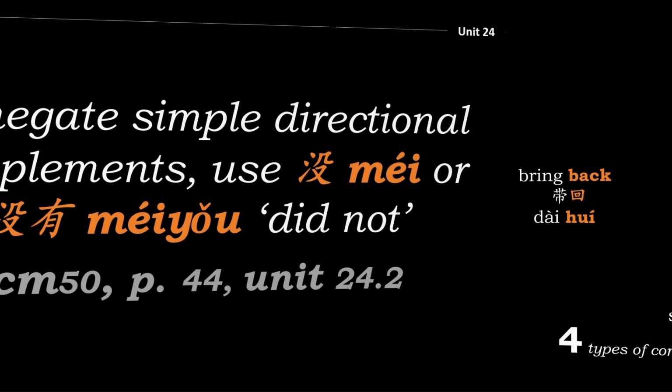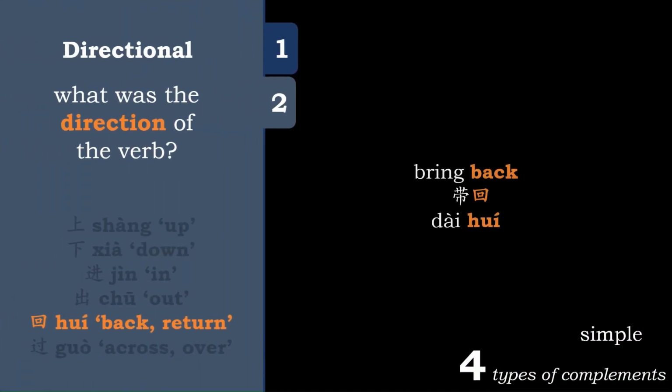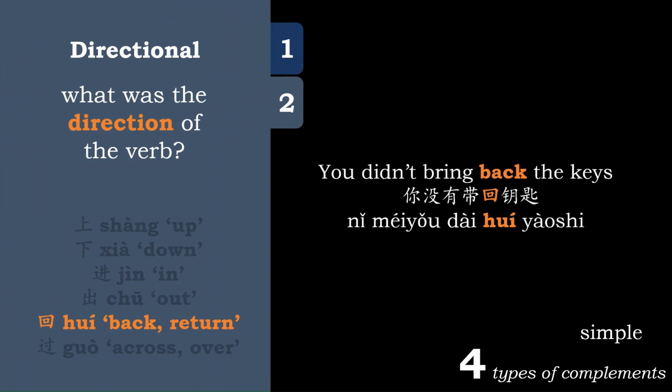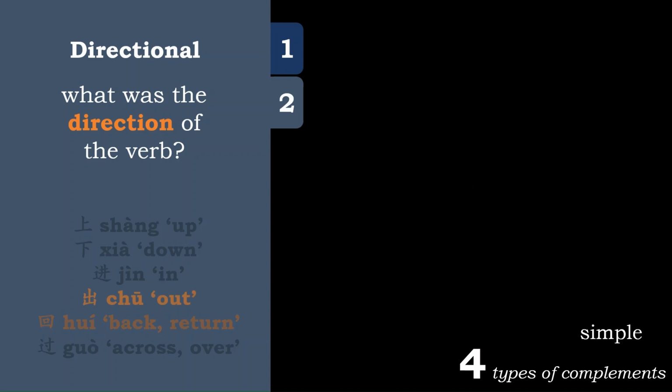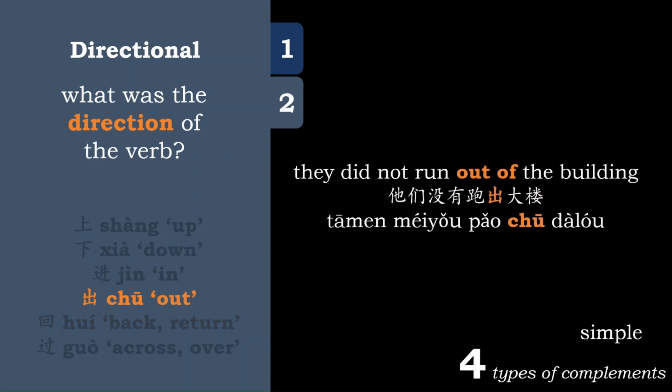Now, to negate simple directional complements, again, we would use 没 or 没有, meaning did not. So going back to 带回, which means bring back, how would we say did not bring back? You didn't bring back the keys. 你没有带回钥匙 or 你没带回钥匙. 跑出 means run out. How would we say did not run out? They did not run out of the building. 他们没有跑出大楼 or 他们没跑出大楼.